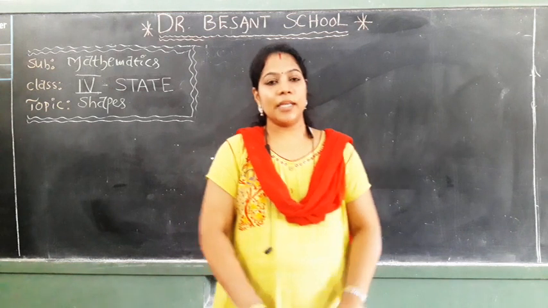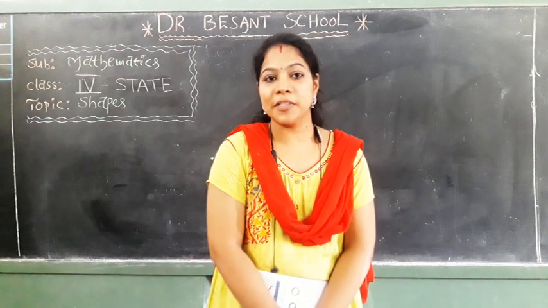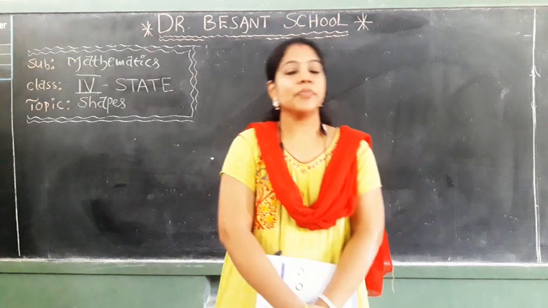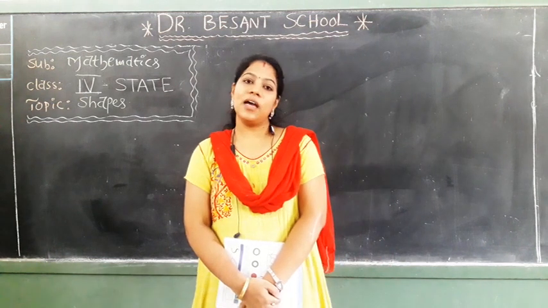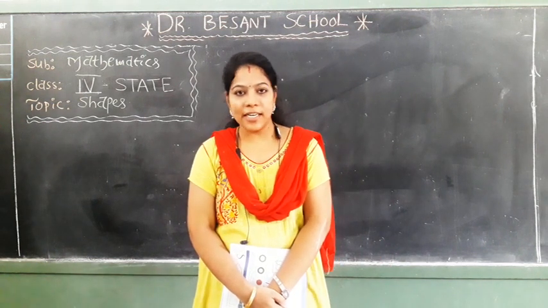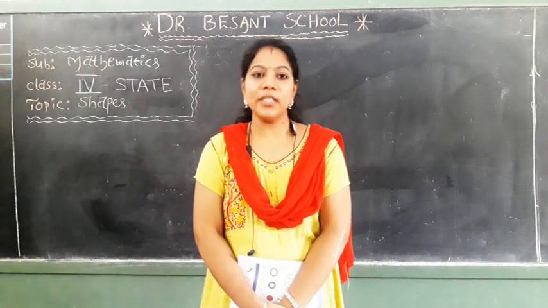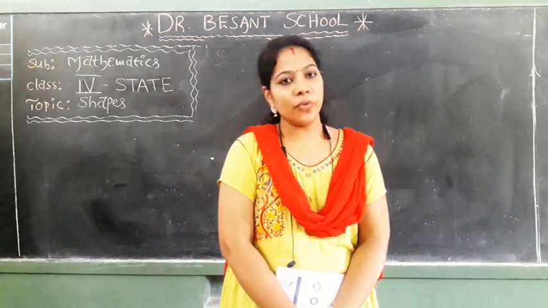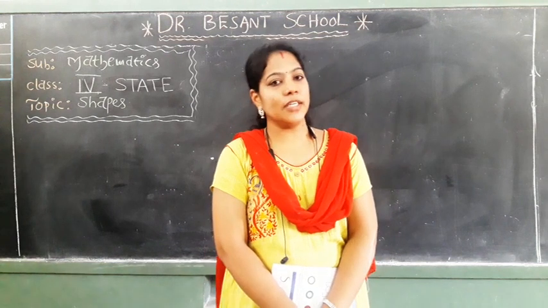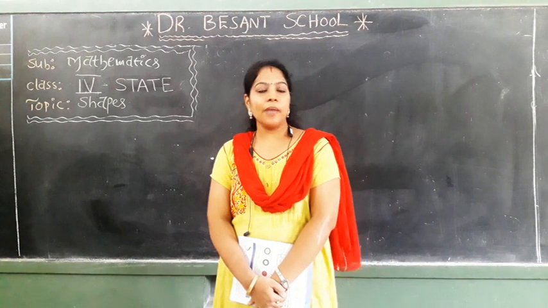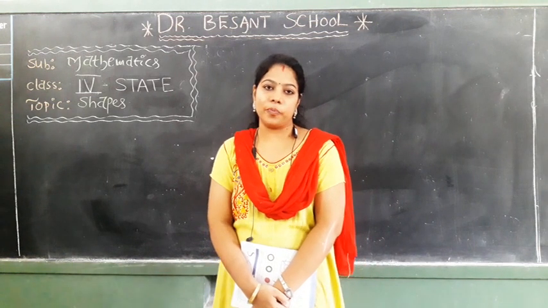Okay, in the previous class, what we have learnt? We already learnt about the circle and its parts and how to draw the circle. And what is the relation between the radius and diameter, we also already learnt in our previous videos. Now today onwards I am going to start the CW part.